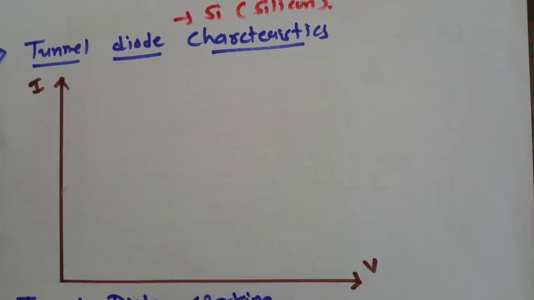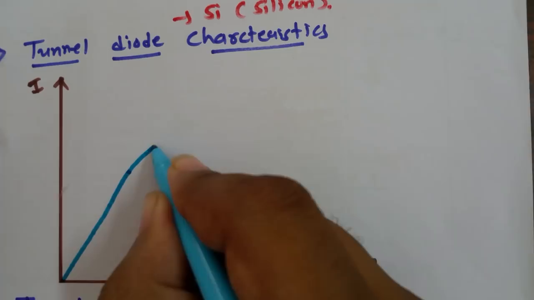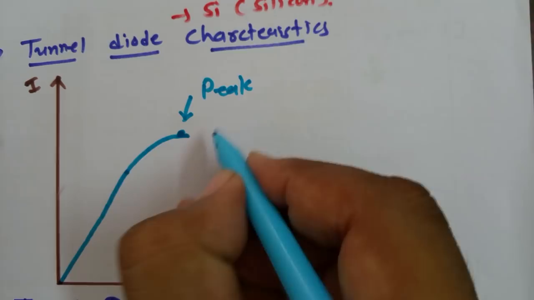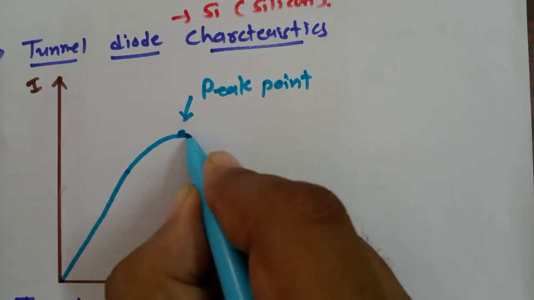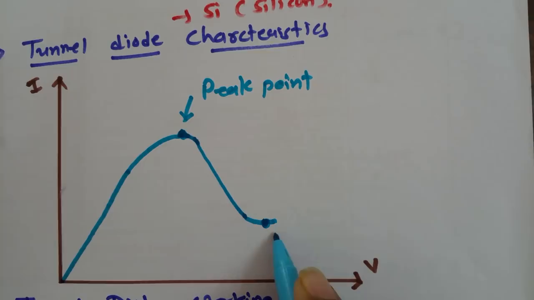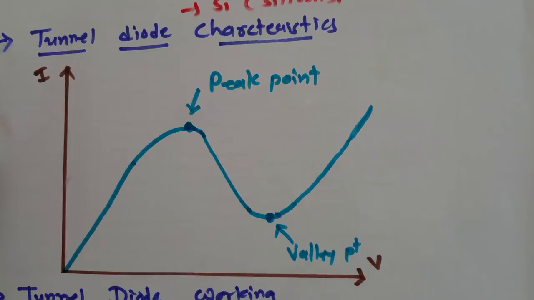and the current that flows is as per the tunneling effect, which I will be explaining later on. So initially, as we increase the voltage, the current will increase, and it will increase up to this point. The name of this point is the peak point. And after it reaches the peak point, if we further increase the voltage, the current will decrease, and it will decrease up to this point, and this point is called the valley point. And after that, if we increase the voltage further, it will act as a normal diode. So this is how the characteristic of the tunnel diode is.